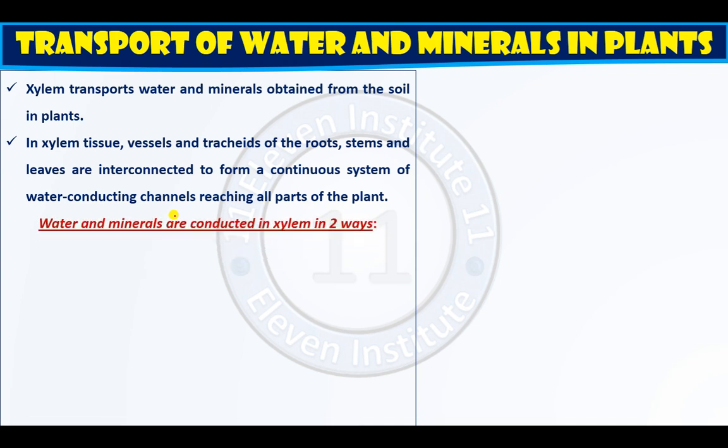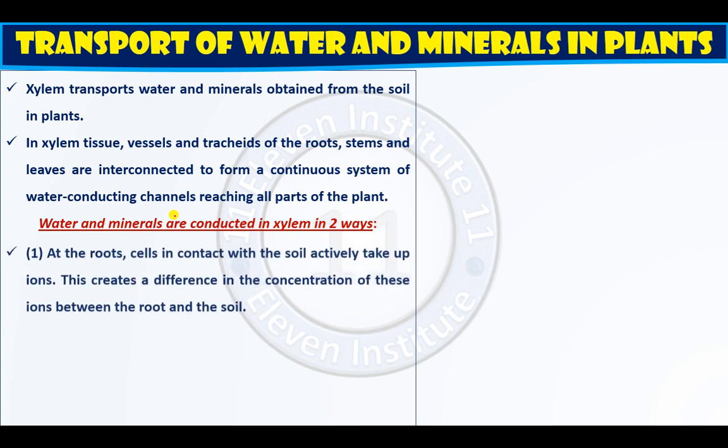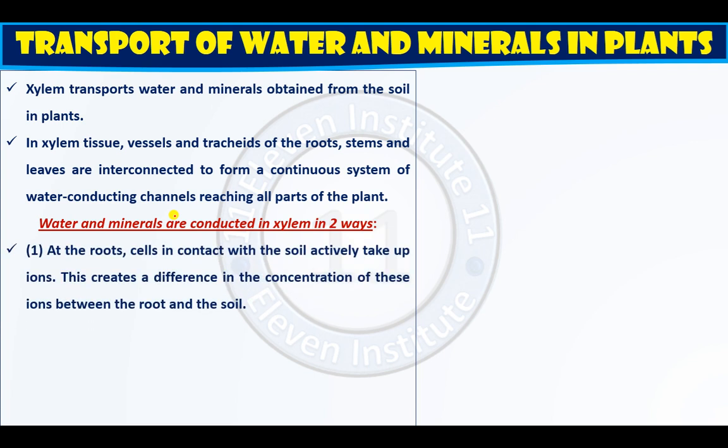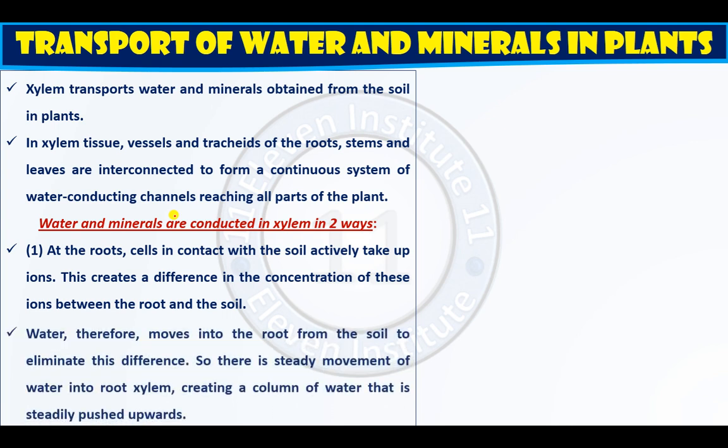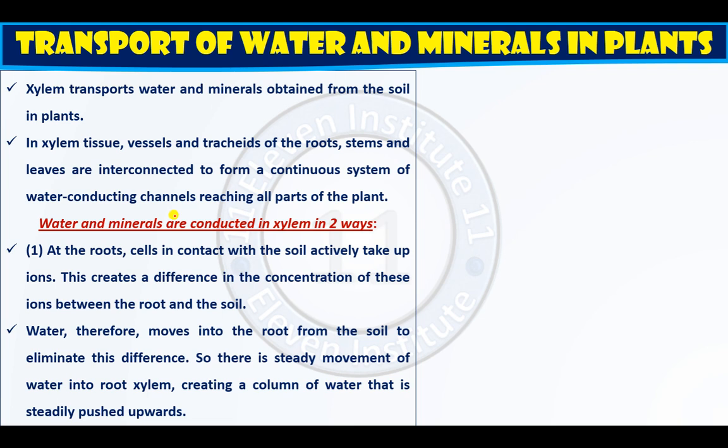Water and minerals are conducted in xylem in two ways. So xylem has two approaches by which it will conduct water and minerals. Number one, at the roots, the cells in contact with the soil actively take up ions. Which ions? Nitrogen, phosphorus, etc. This creates a difference in the concentration of these ions between root and the soil. Right? સમજો આરામથી. રૂટ ના જે સેલ છે એ સોઇલ સાથે કોન્ટેક્ટમાં છે.